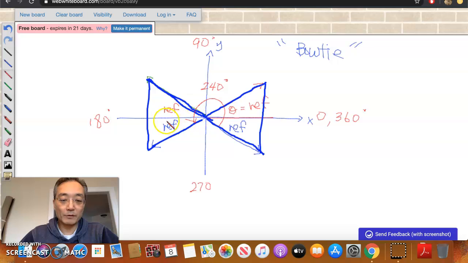Which means, what will be the reference angle for 240, which is a Q3 angle, correct? It's in the third quadrant. So our 240 degree angle stops right here. Okay, so then what will be the reference angle?